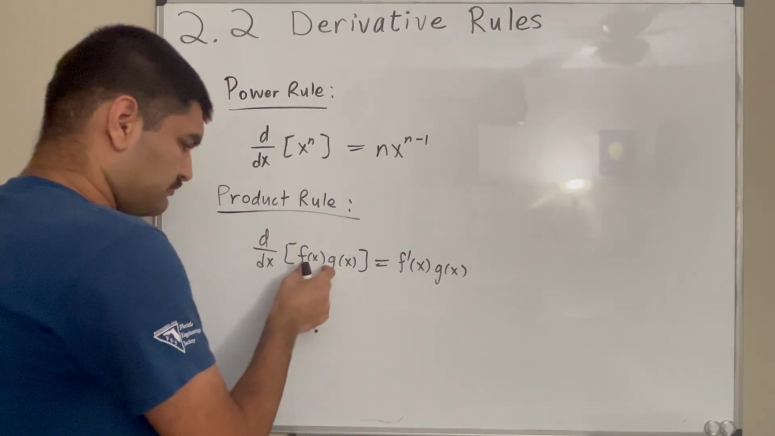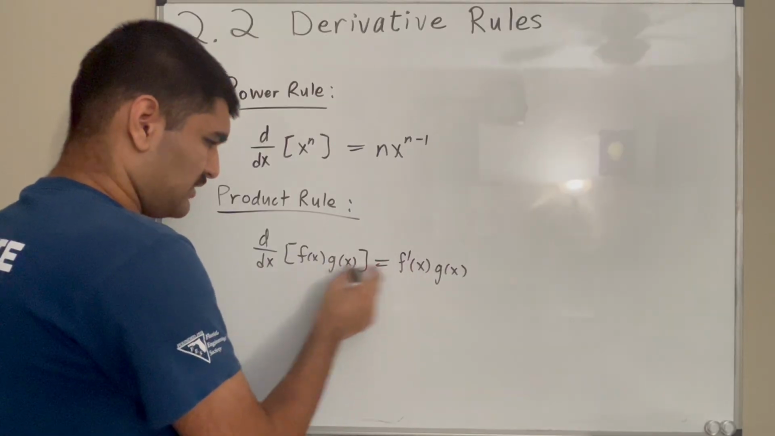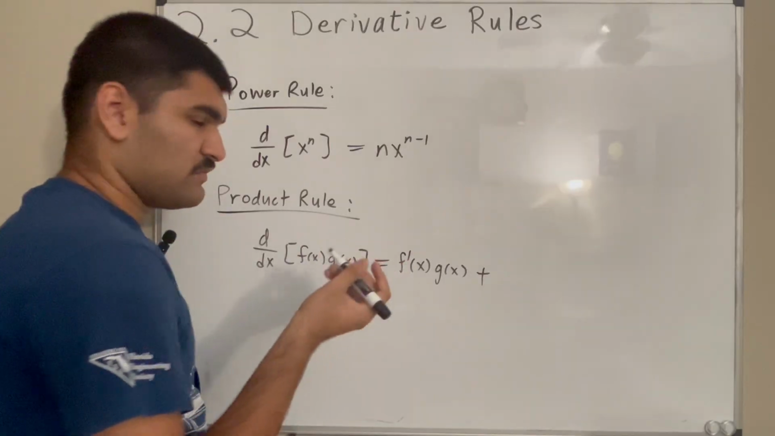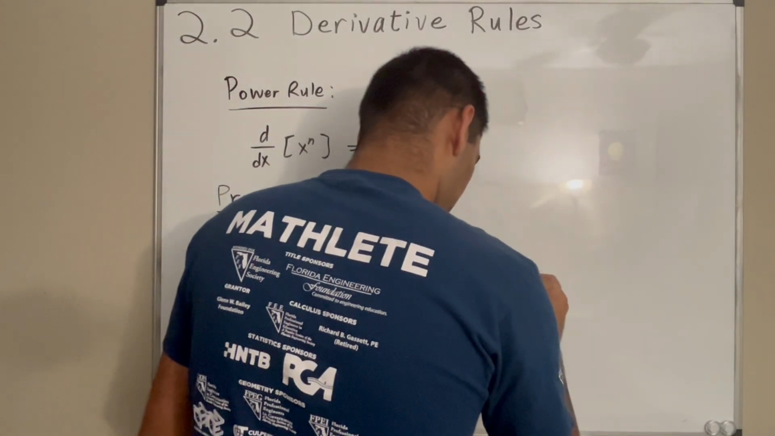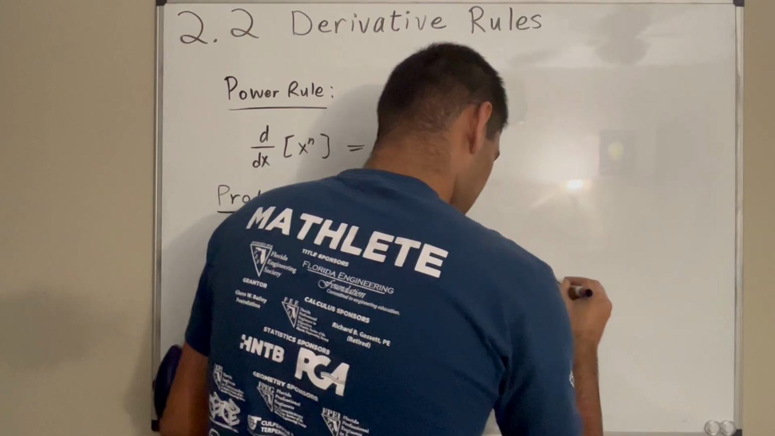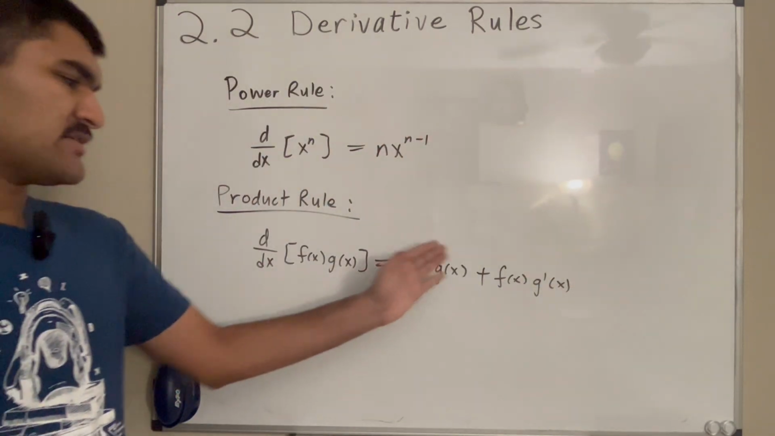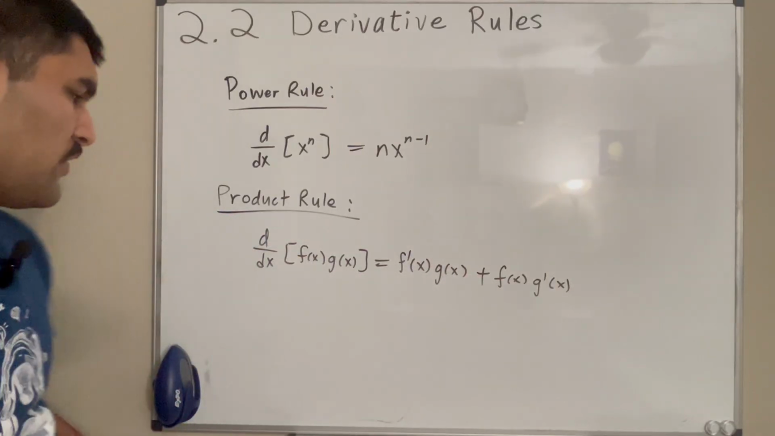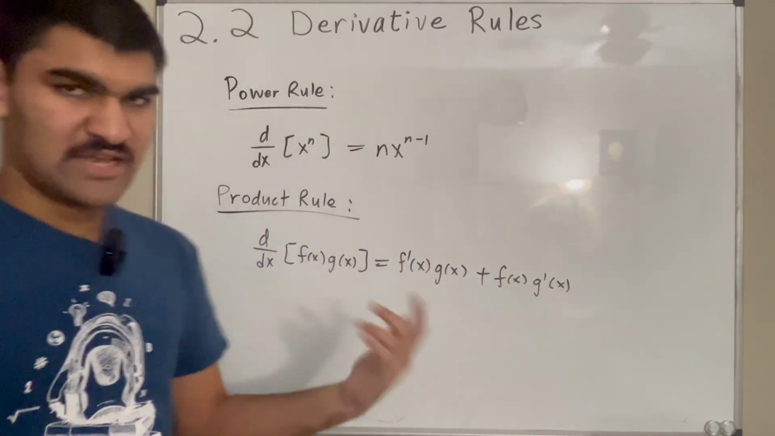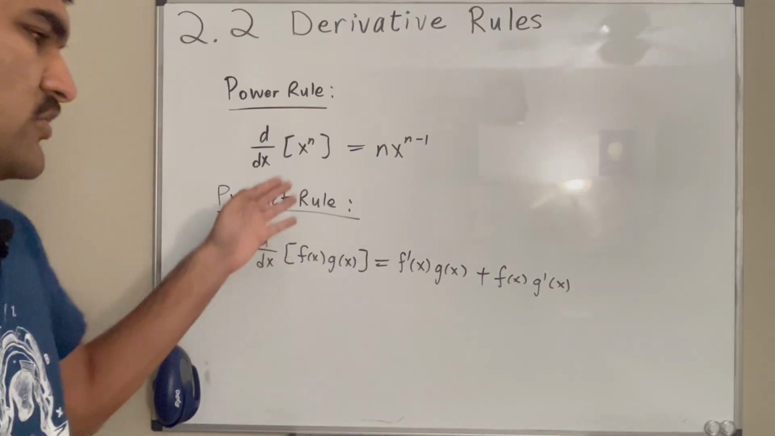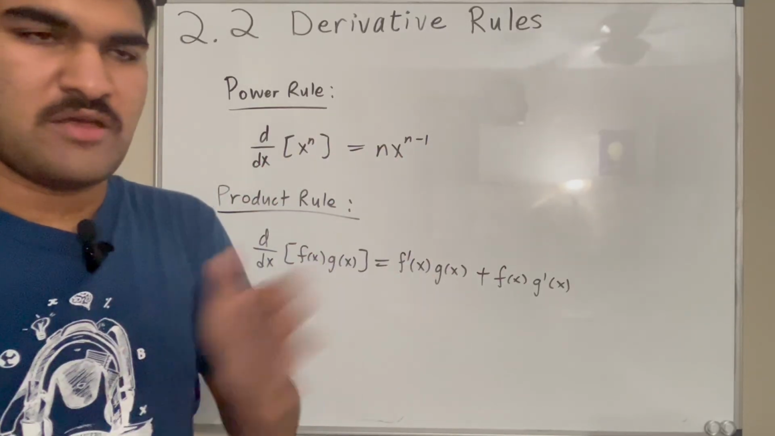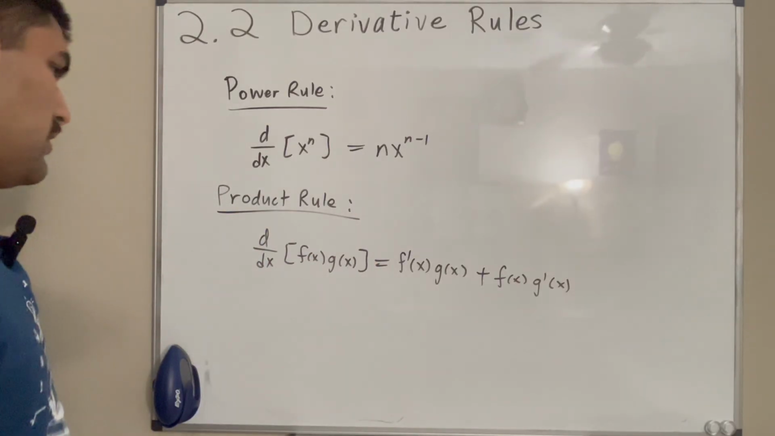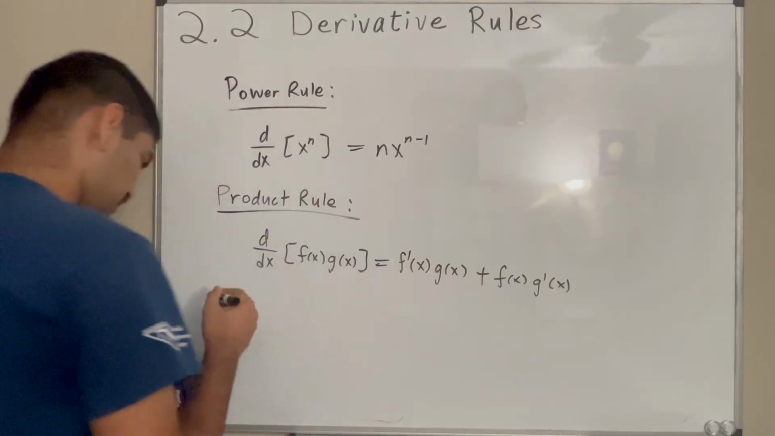We take the derivative of f of x and leave g of x alone, plus, now we already took the derivative of f, so we can leave f alone and then take the derivative of g. In total, we have f prime of x times g of x plus f of x times g prime of x. This is the product rule. If you have multiple functions, it's the same idea. If you have three functions, you take the derivative of each function one at a time while leaving the other two alone, and you add all the products. This is the product rule.